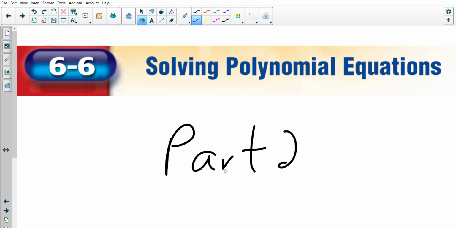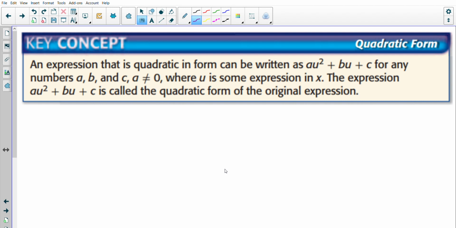In this video, we're going to look at section 6-6, solving polynomial equations, part 2. So the key concept we want to look at is the quadratic form. An expression that is quadratic in form can be written as au squared plus bu plus c for any numbers a, b, and c where a does not equal 0 and where u is some expression in x. The expression au squared plus bu plus c is called the quadratic form of the original expression.